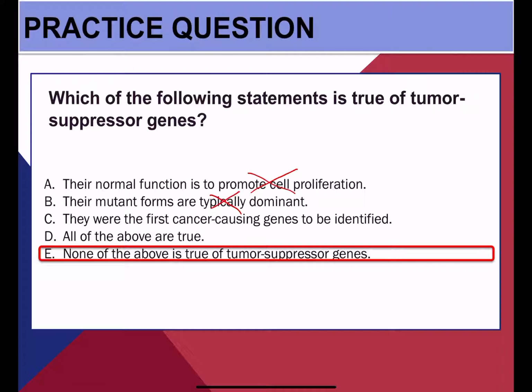They were the first cancer-causing genes to be identified? Nope, the first one was an oncogene, which was Smak, if you remember. Okay, so that's why none of these describes the tumor suppressor gene.